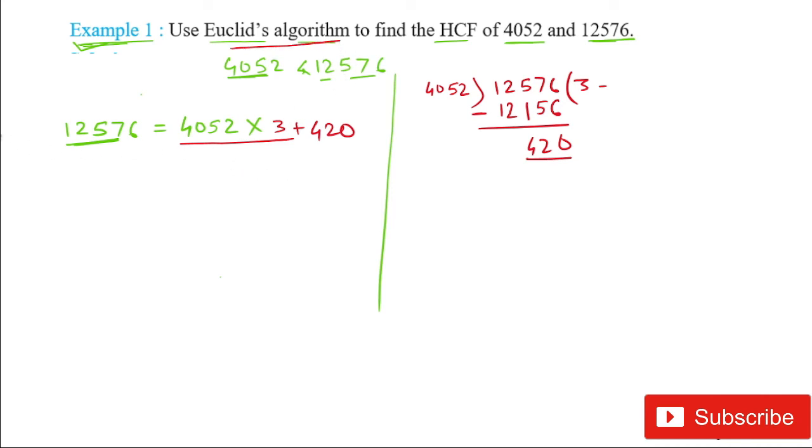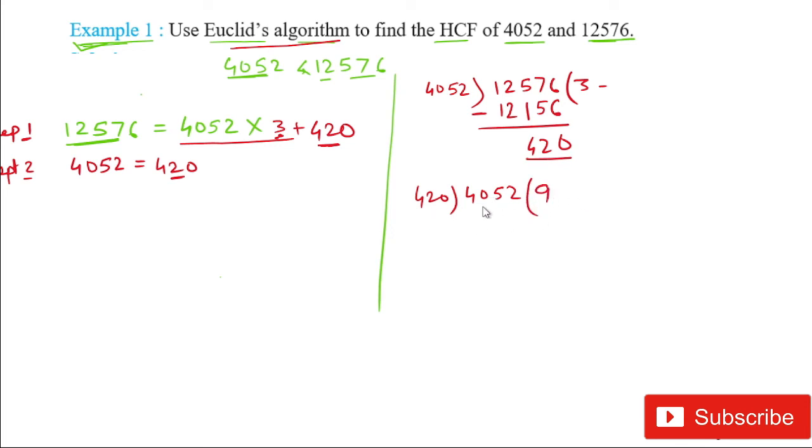Now for the next step, this will be our step 1. Here the remainder is not equal to 0. So we'll have to follow step 2 and we will continue this process. Here the dividend will be 4052 and now the divisor will be 420 and the quotient we will find here. We'll divide 4052 by 420. So the quotient will be 9 times.